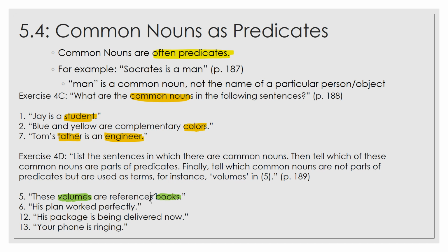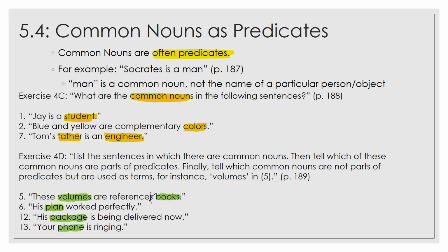And likewise, for number 6, his plan worked perfectly. So we have plan as our common noun, but it is part of the subject. It's not a predicate. Number 12, his package is being delivered now. Again, we have the common noun, package, as part of the subject, not the predicate. Number 13, your phone is ringing. Of course, phone is our common noun and is not a predicate.